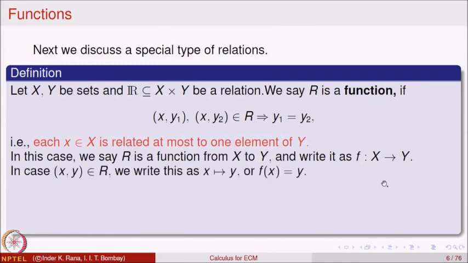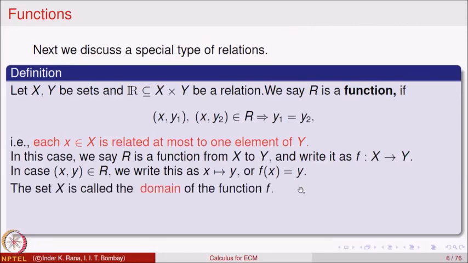So, in case x is related to y, that means if this is a relation and x is related to y, then in this terminology we will write it as x with a bar, right arrow, y. That means x is related to y, or we also write f of x is equal to y. So, this is how slowly we are developing the notion of a function and the language in which the functions are written.